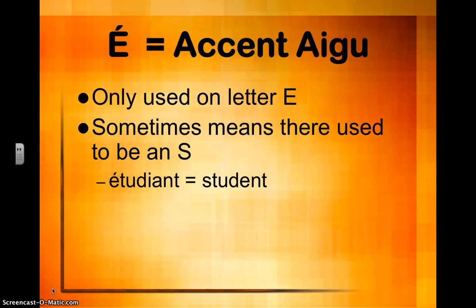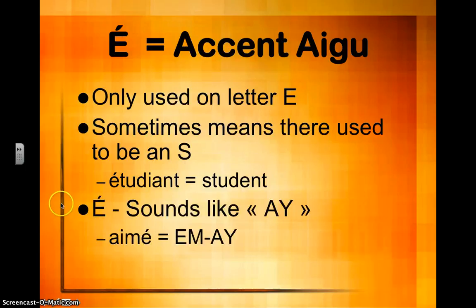Sometimes it means that there used to be an S where that E is. For example, the word étudiant means student. So you can see here where that E is changed to an S and it helps us figure out the meaning of the word. Now, in terms of pronunciation, it does change how the letter E sounds.